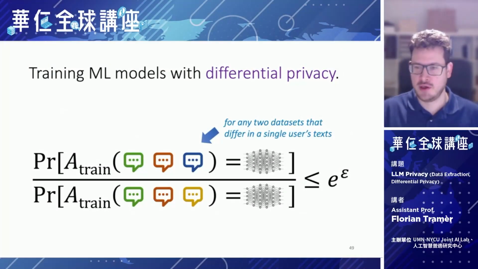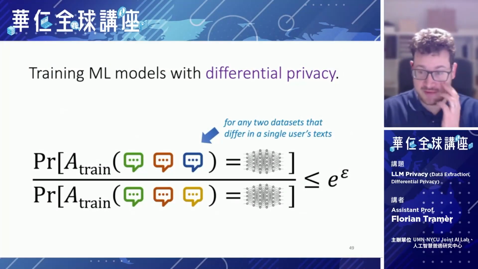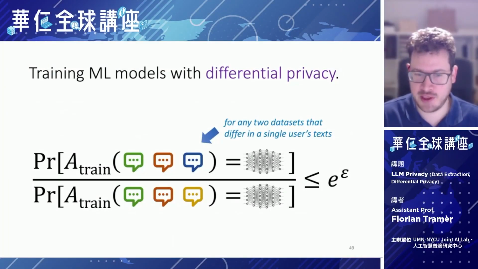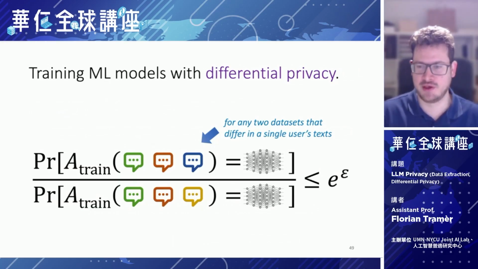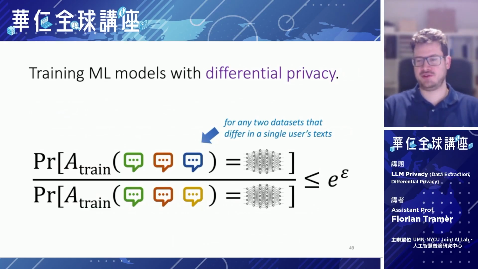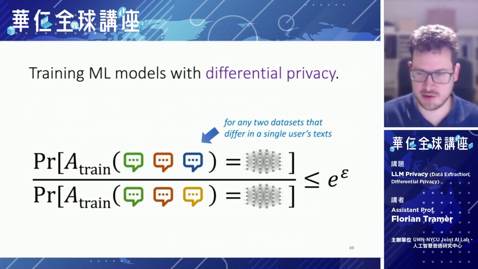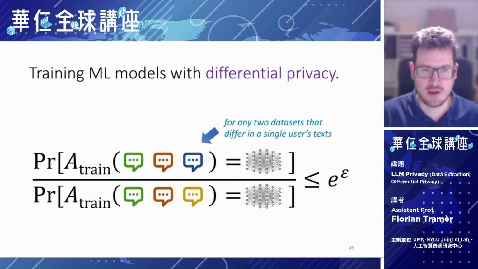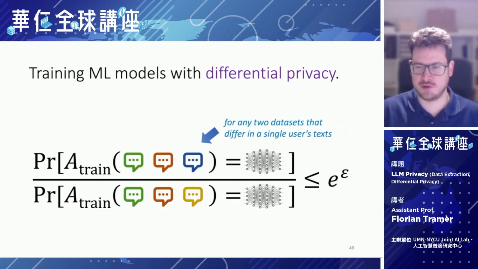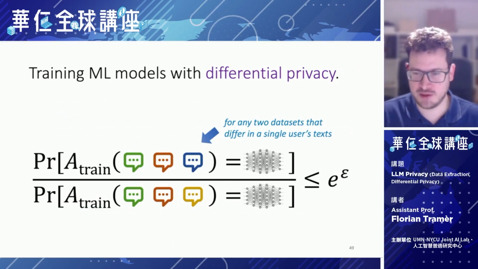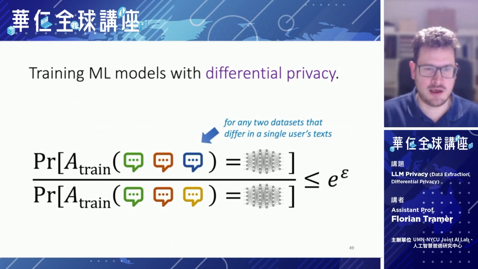Okay, so we presented this definition of differential privacy and showed how we could get differential privacy for something very simple, like summing up some bits. What we really want here is to do this for machine learning models, for something like a large language model. So how would we do this?